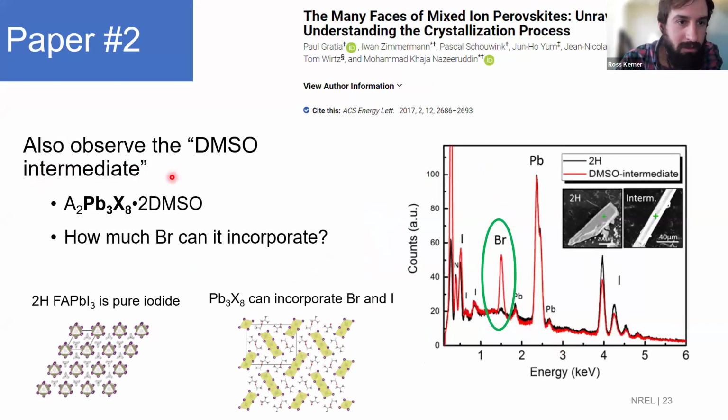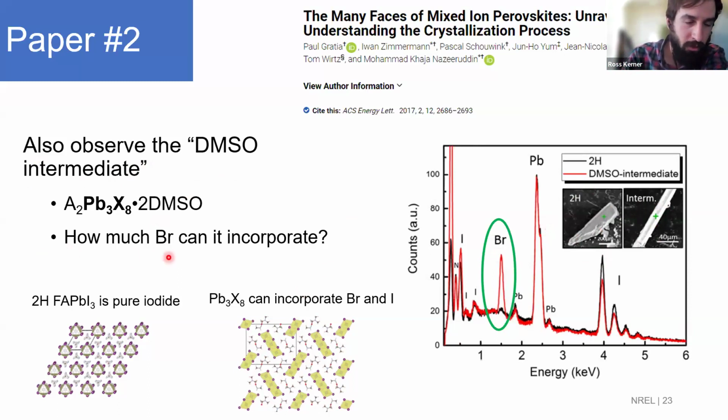I think the last Easter egg in this paper is that they also observed the DMSO intermediate. And by DMSO intermediate, they're referring to the Pb3I8 phase. That's what I call it. And they isolate crystals of these from their growth vessels, and they do EDX on them. And what I thought is super cool is that the 2H phase is pure iodide. There's not really any bromide signal, but the DMSO intermediate can incorporate some bromide they found.